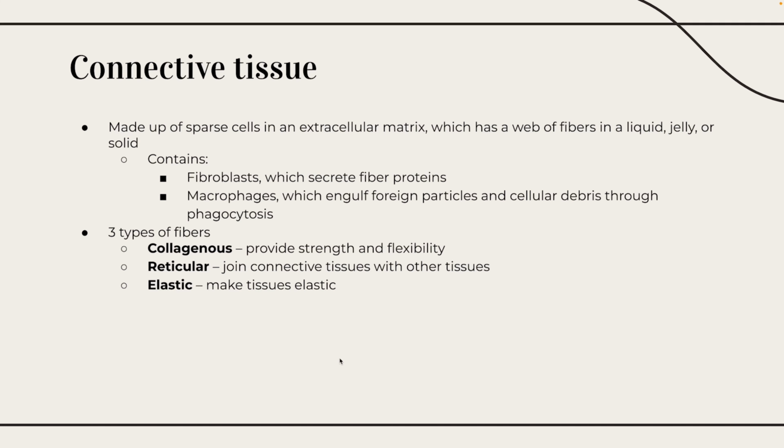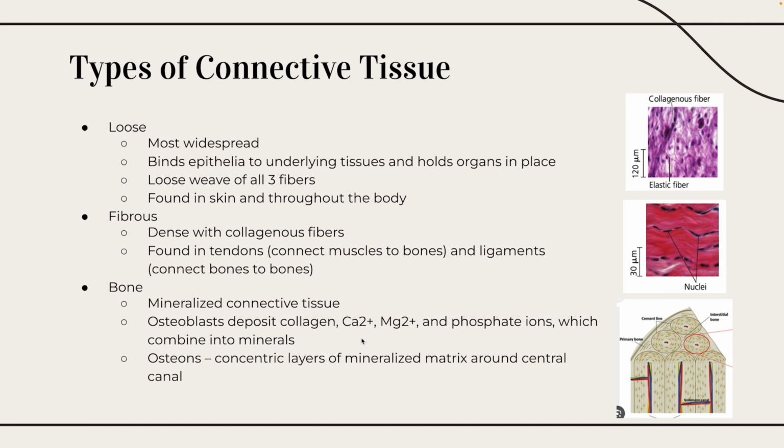So a nice example that's very common when talking about the types of fibers is if you were to pull back the skin on your hand and let it snap back, the collagenous fibers make sure your skin stays strong throughout that. The reticular fibers are what connect the skin to your deeper layers still even after you pulled it, and elastic fibers are what make your skin snap back.